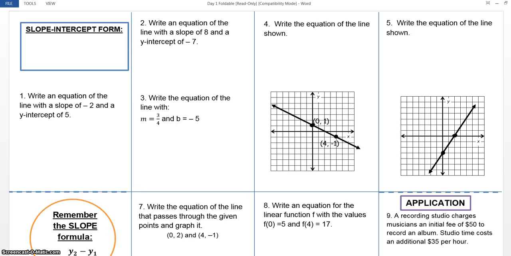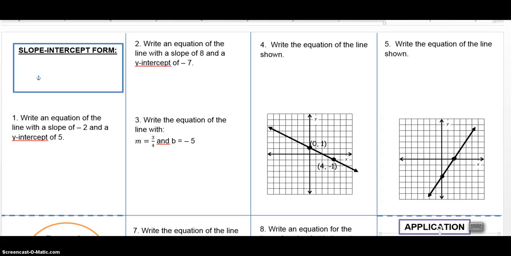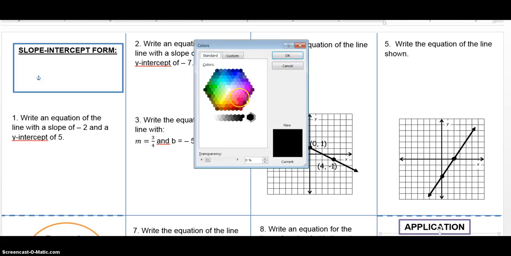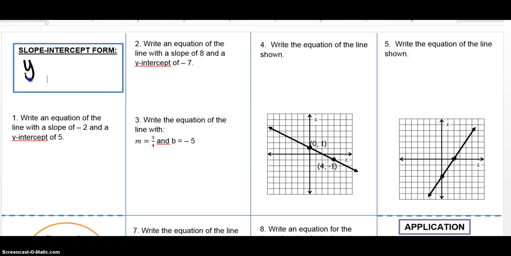So we're going to start with the top left-hand corner. Your foldable should be full, like a little booklet that opens. And underneath write the equation of a line given the slope and the y-intercept. We're going to revisit again what slope is in our slope formula. So remember from the last unit that slope-intercept form is y equals mx plus b. Remember that m represents the slope and b is the y-intercept. Remember, we always write the y-intercept as an ordered pair, so it's 0, comma b.